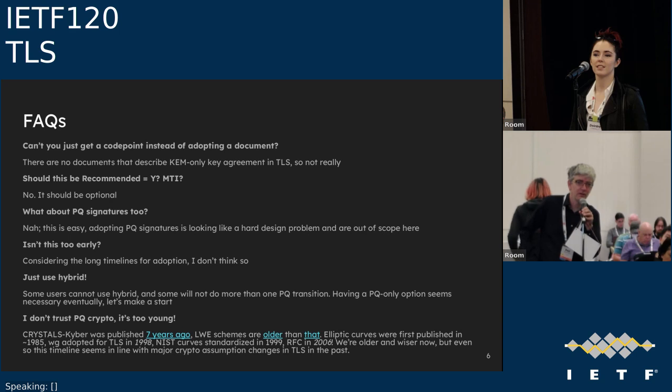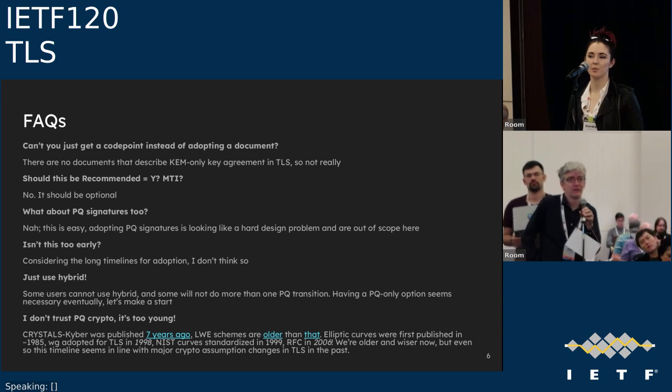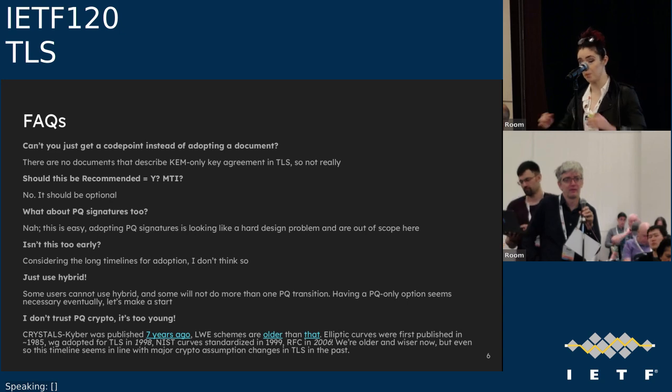So, Paul Wouters, now with my AD hat on. Why do you need an RFC then? Why not just a code point? Because we don't have a document that says how to do it with any chem, let alone MLChem. We have hybrid, but inferring what you do if it's not hybrid is left up to the reader. So this is literally just finishing the other side of hybrid design for just a chem.